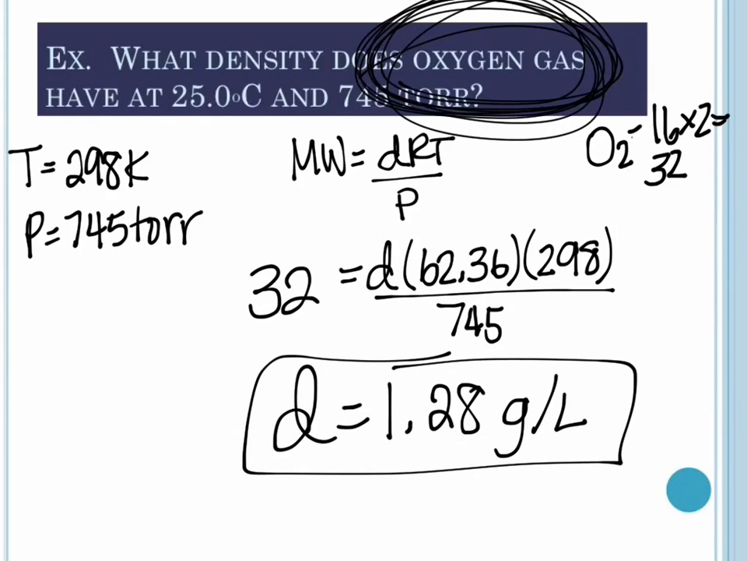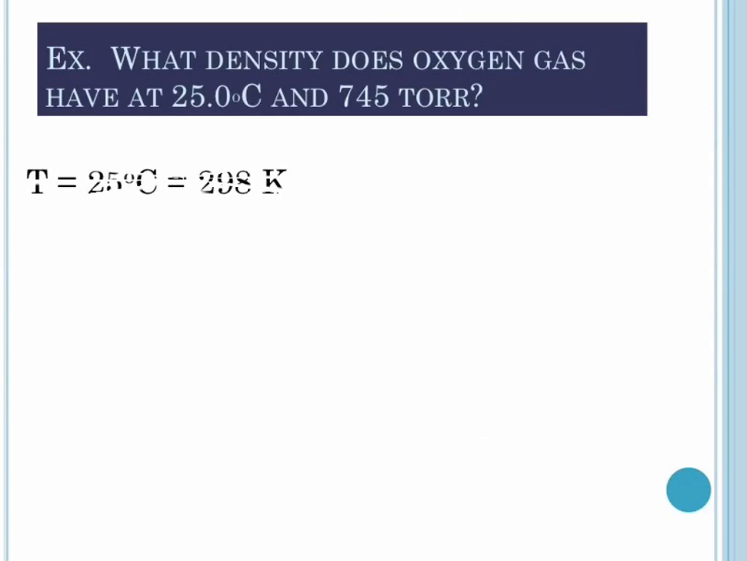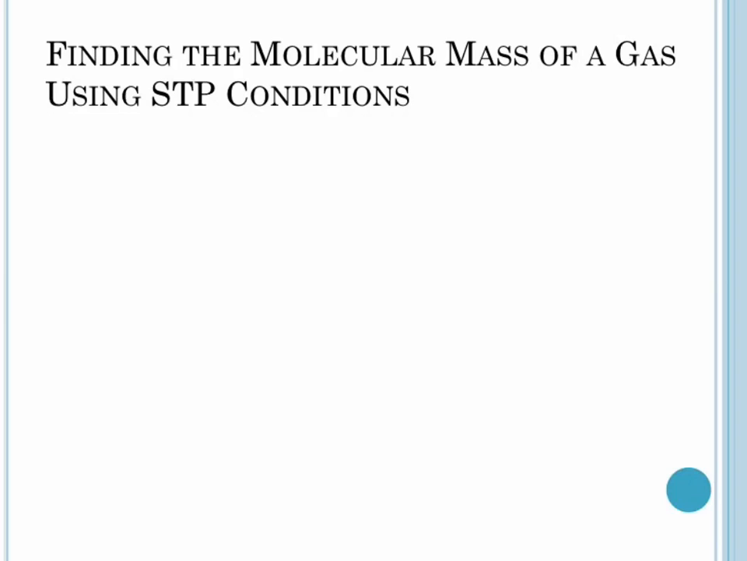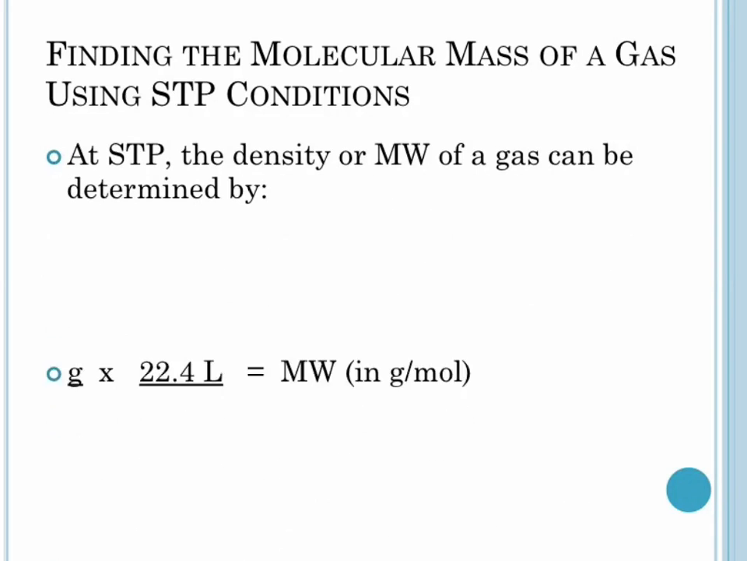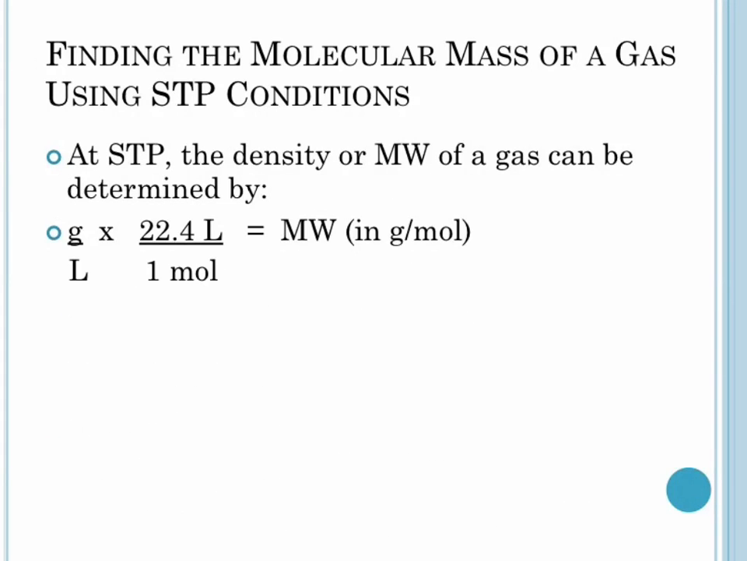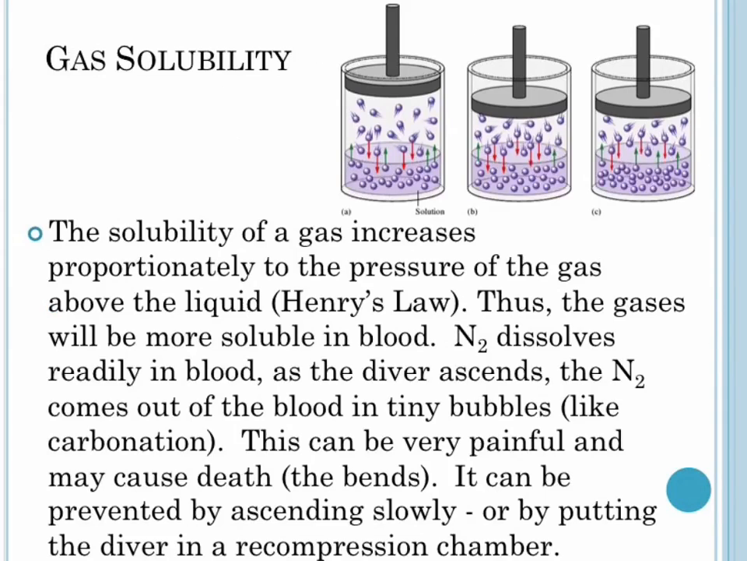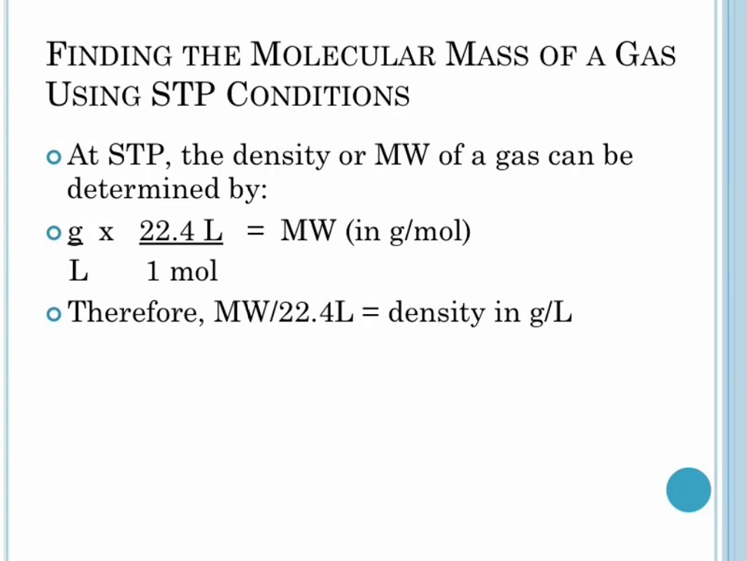All right, now we're going to go to stoichiometry. The volume of a gas at STP is always going to be 22.4 liters per mole. So if you have 2 moles of a gas at STP, how many liters do you have?